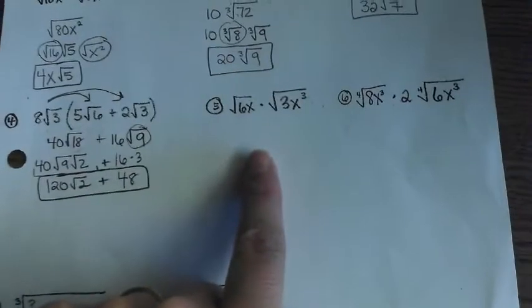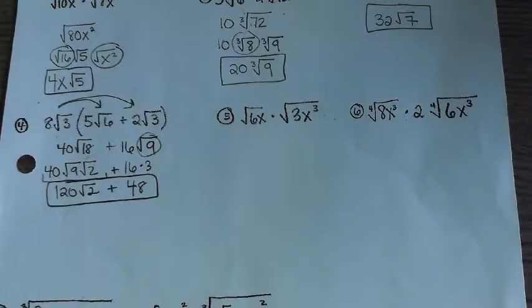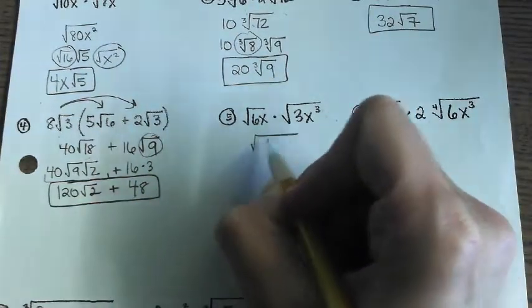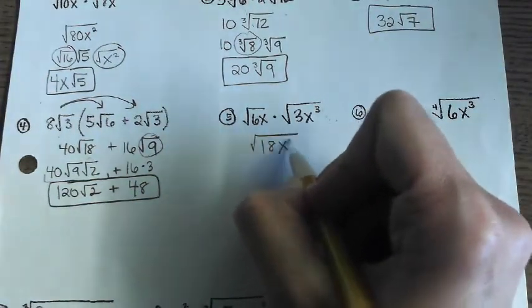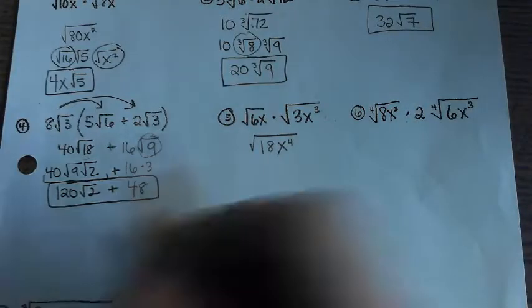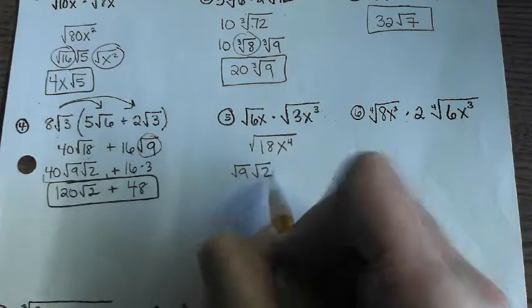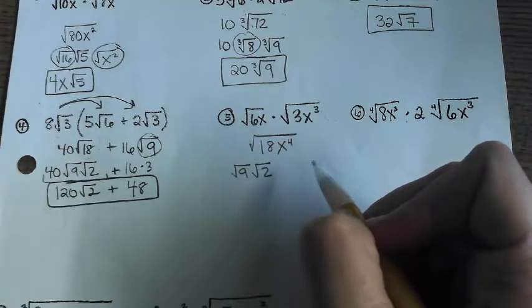Number 5, when you initially multiply these, Maggie, what do you get? 18x to the 4th. Good. Root 18x to the 4th. Mike, how do you break down 18? 9 2. Root 9, root 2. How do you break down x to the 4th? Samantha?